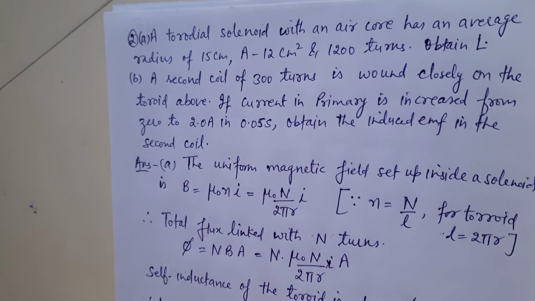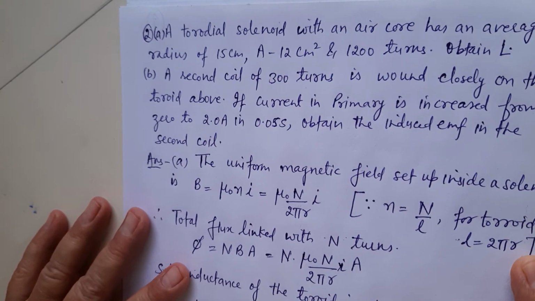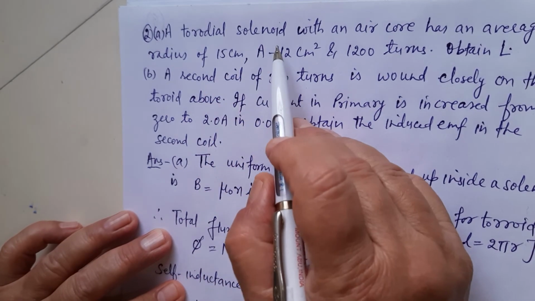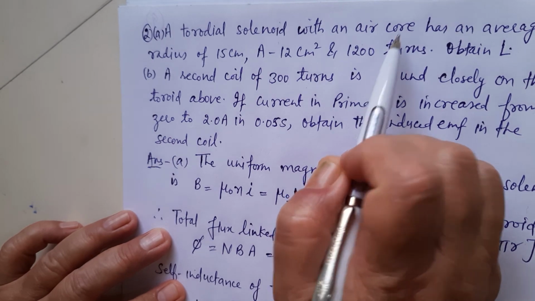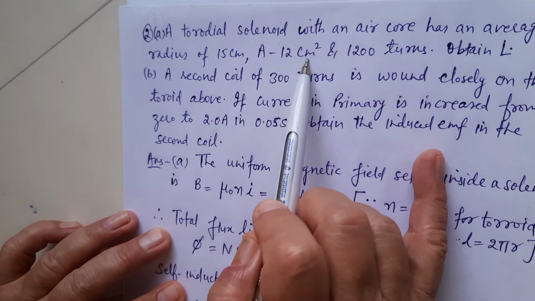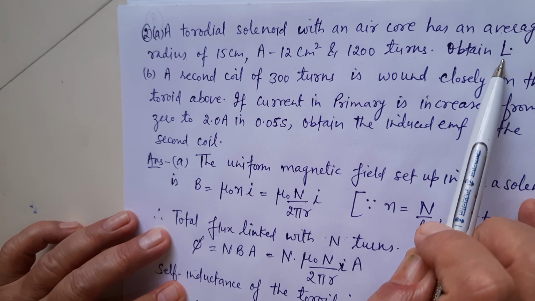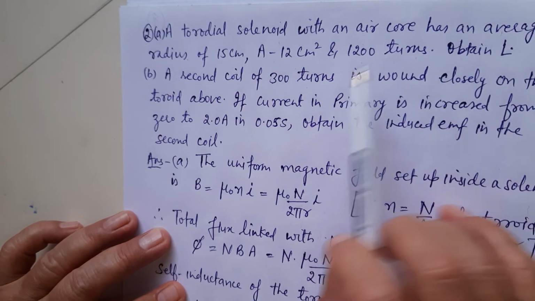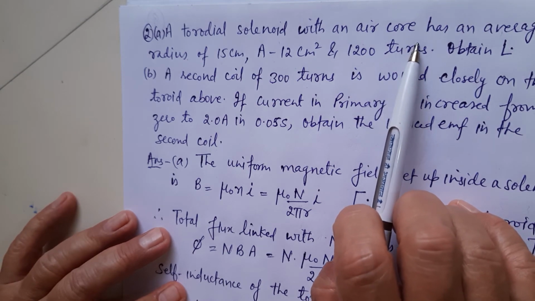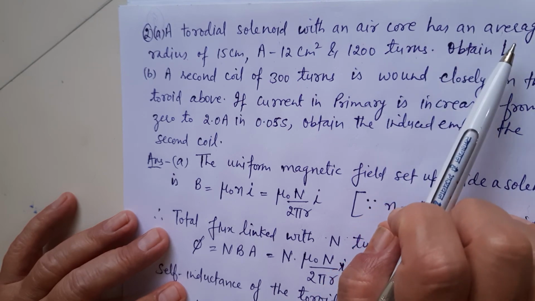Now, numerical number 2. It is based on mutual induction. A toroidal solenoid with an air core has an average radius of 15 centimeter and area 12 centimeter square and 1200 turns. Obtain L. First we will find L. It is a mixture, because in mutual induction there are two coils. So naturally if we know L we can also find M. So obtain L. This is the first part.